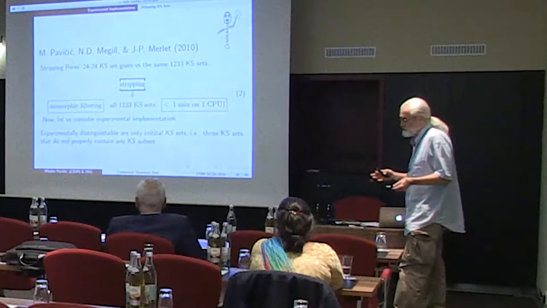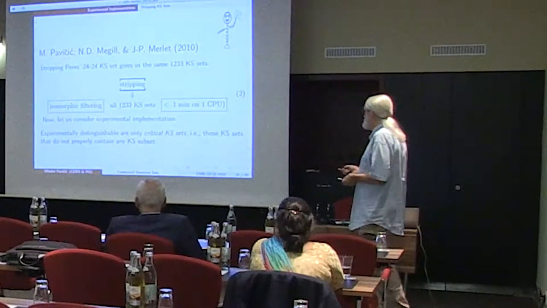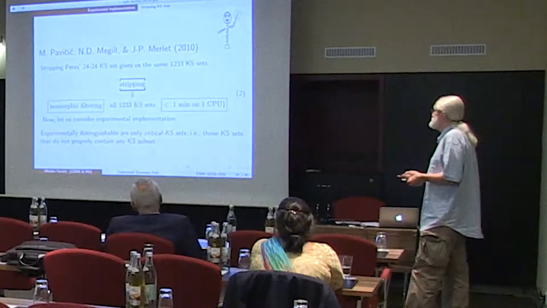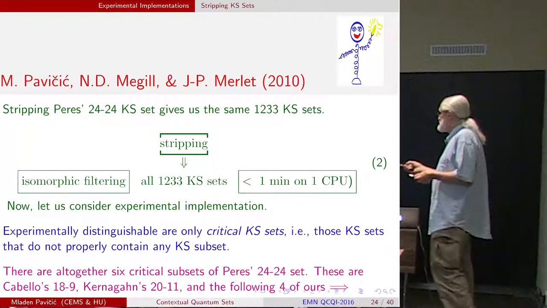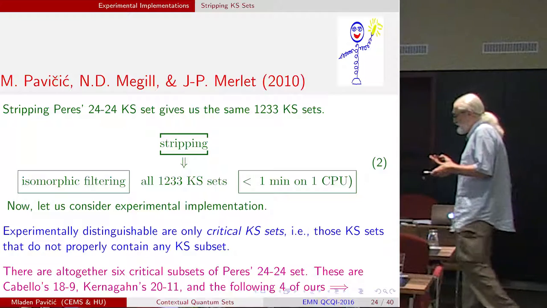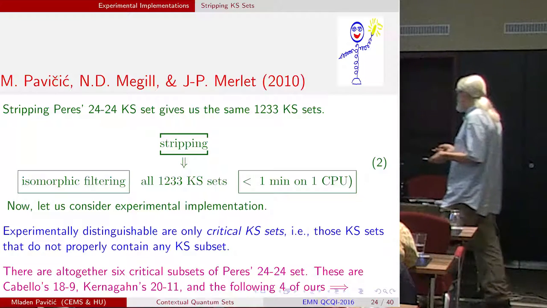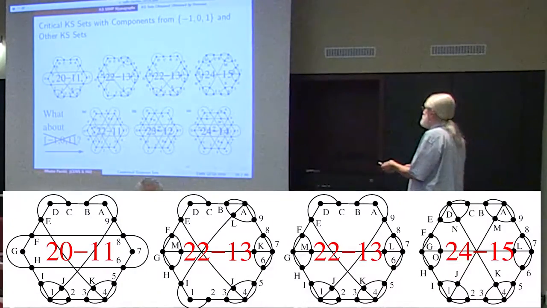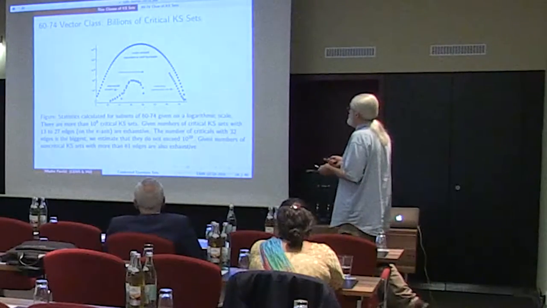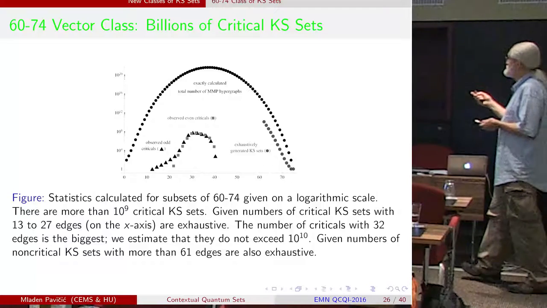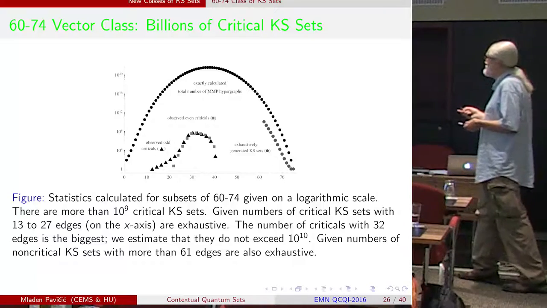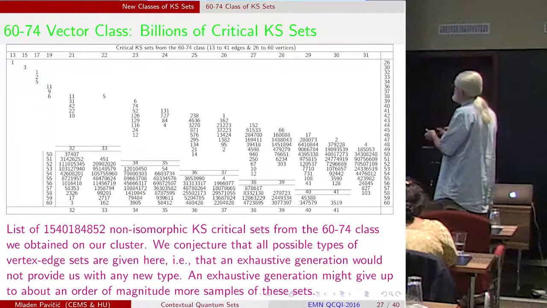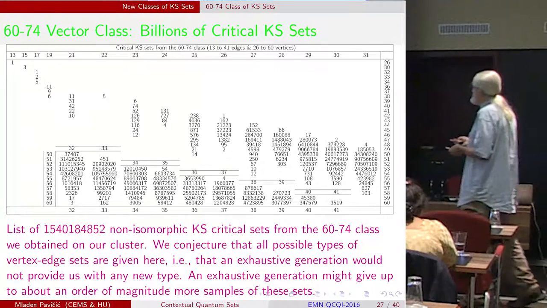Because when we add orthogonalities, we don't get anything new. So we concentrate on the simplest Kochen-Specker sets, meaning that if we remove any edge, it's not anymore a Kochen-Specker set. But 24-24 only gave us 4 more critical sets. So we went to the 60-75 master set and obtained billions of critical Kochen-Specker sets.